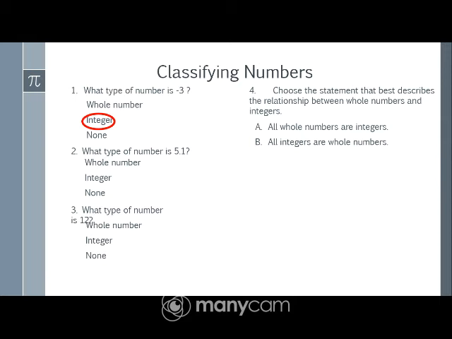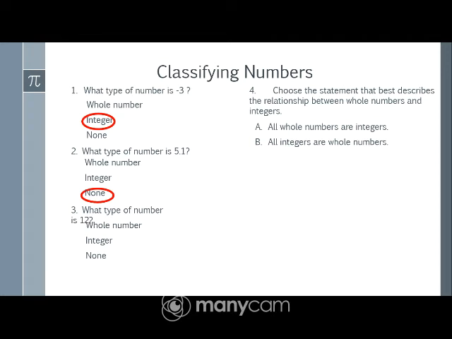What type of number is 5.1? A whole number, an integer, or none? All right, guys. Oops. Number 2. What is number 2? A whole number, an integer, or none? If you answered none, you're doing great because 5.1 is a decimal.